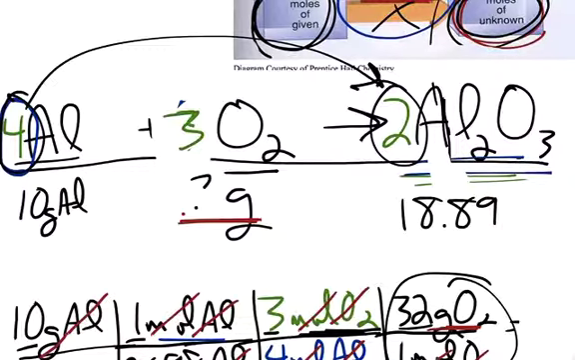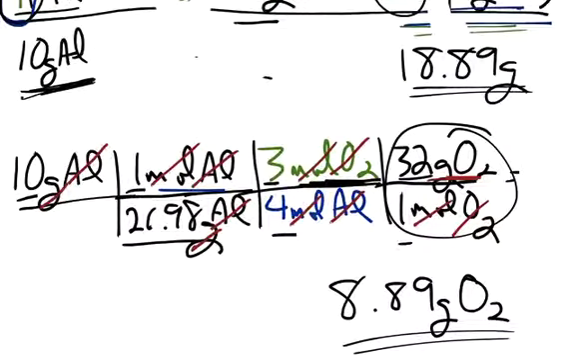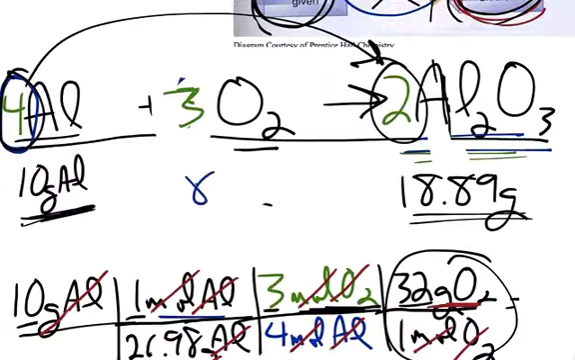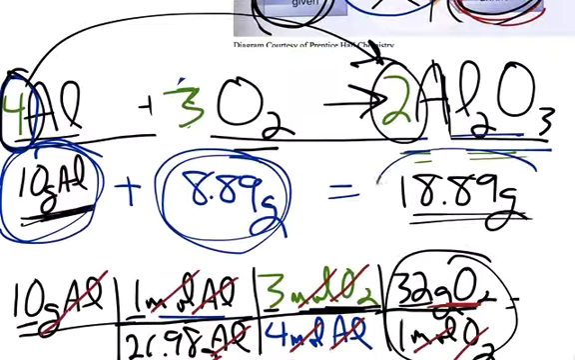So 18.89 grams is what I just found out produced. Notice we started with 10 grams of aluminum. And how much oxygen again reacted with it? Let's see. 8.89. Hopefully somebody else out there sees this connection. Look at this. This is a conservation of mass. We have a balanced equation, and when we do the stoichiometry, look what we find. The mass of this plus the mass of this that we found equals the mass of the product that we're making. So we know we did it right.